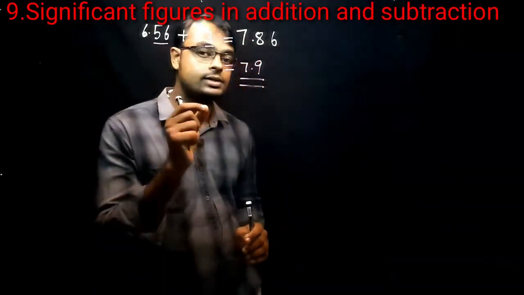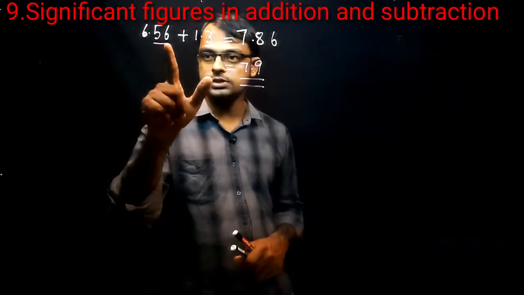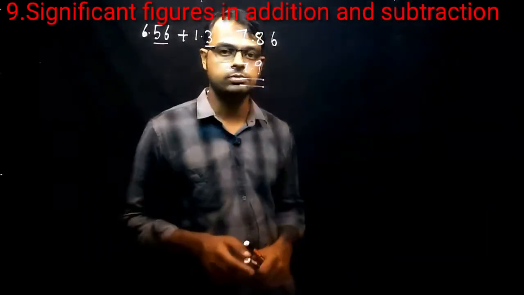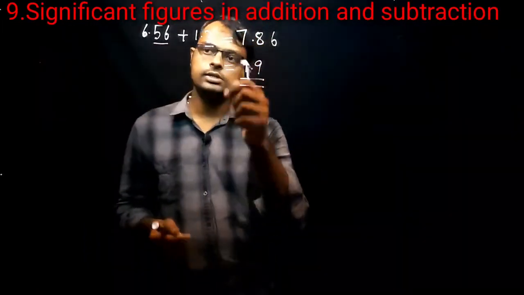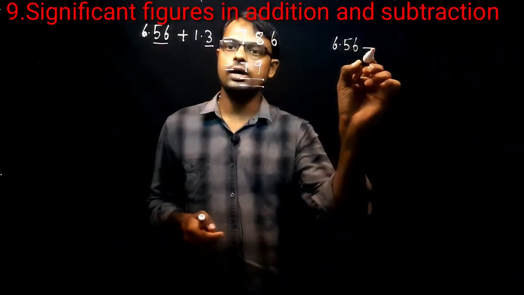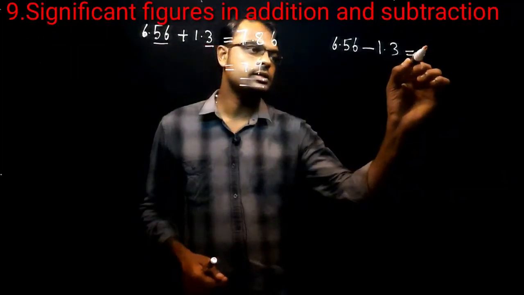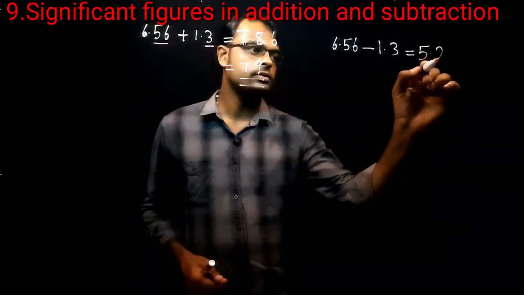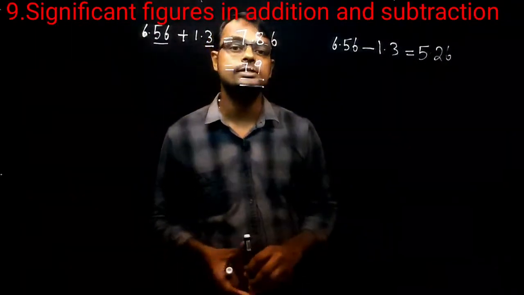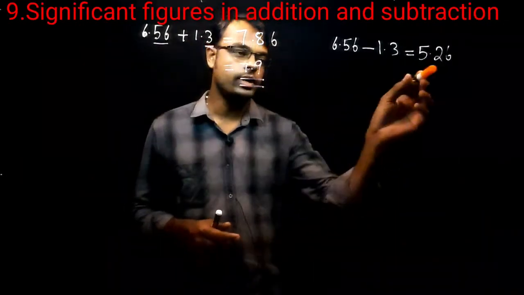So what is the rule in the addition here? Use the least decimal place in the given numbers. So in the given numbers, here 2 decimal places, here only 1. So in your answer, there must be only 1 decimal place. Let's do the same example here. 6.56 minus 1.3. What is the answer? The answer is 5.26.